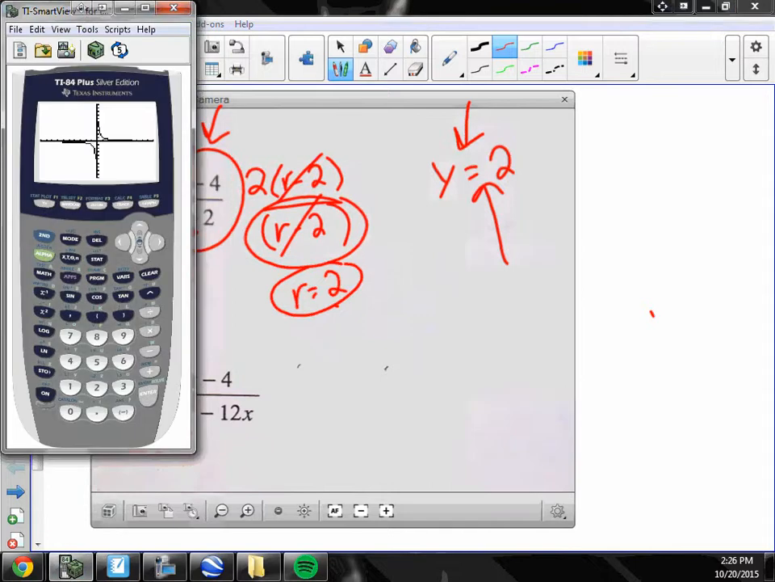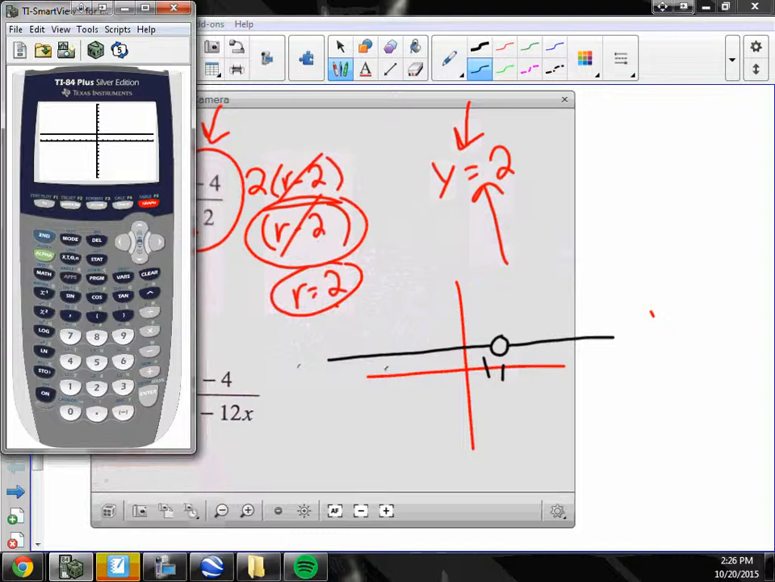So if I go on here, I'm going to graph y equals 2. Push graph, it's going to be a straight line. And then I go along, and at 2, I put a hole like that. So the instructions say, state where the holes are, state where the asymptotes are, and then graph the equation. Okay?